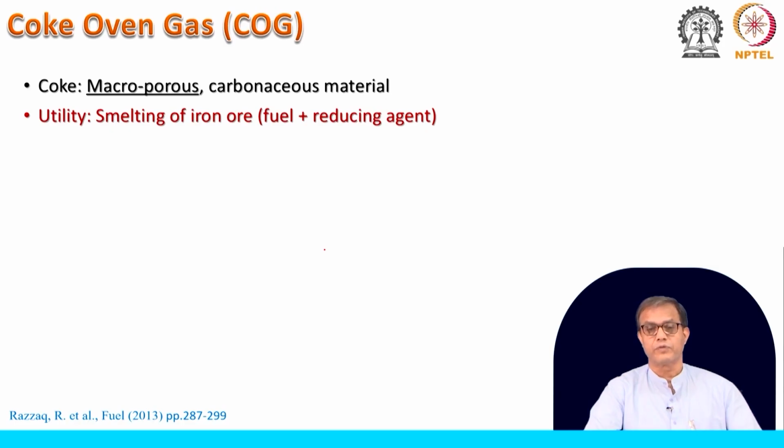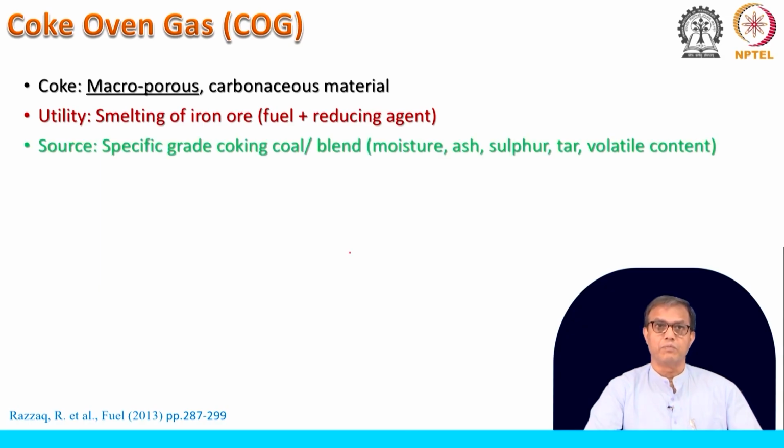So, the iron oxide will be reduced to iron, and the carbon will take out that oxygen in the form of CO2. So, that is why it is used. Given the importance of steel in modern societies, the use of coke is quite well known. This coke is generated from a special grade of coal, which should have low ash content, moisture, sulfur, etc.